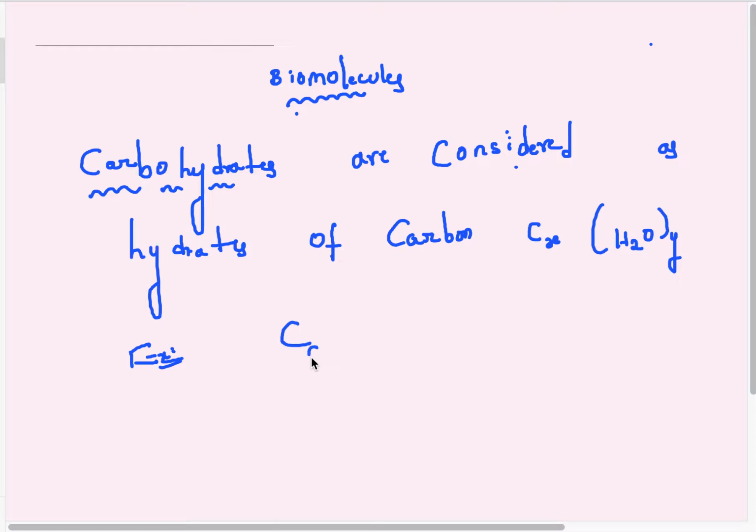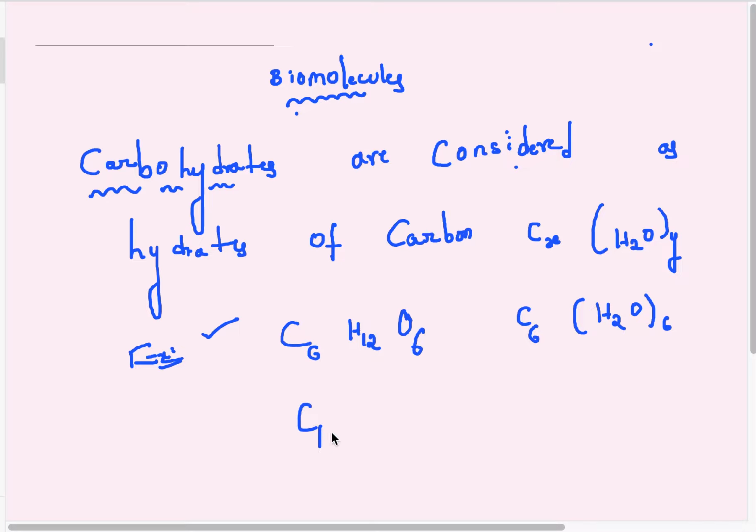Example 1, familiar example, that is glucose, C6H12O6. Look into this. Does it fit into this formula or not? C6 and H2O 6 times. H2 times 6 is 12. So it is fitting into this formula. This is carbohydrate. This is the golden definition.